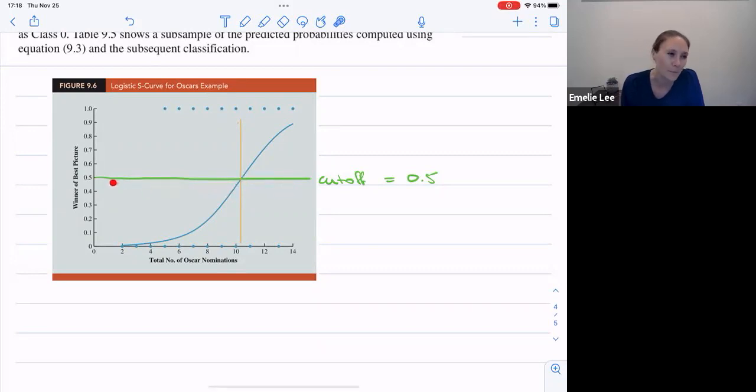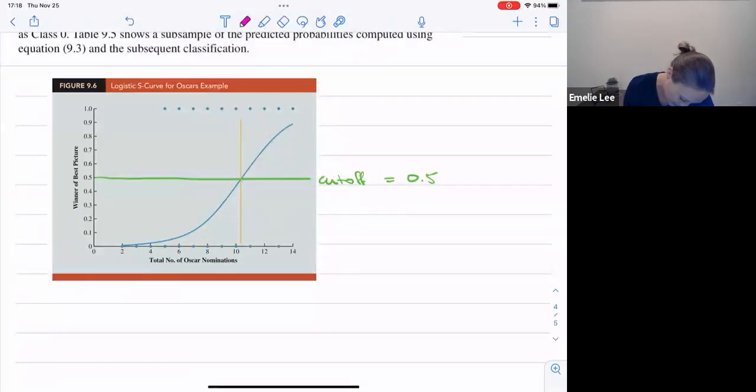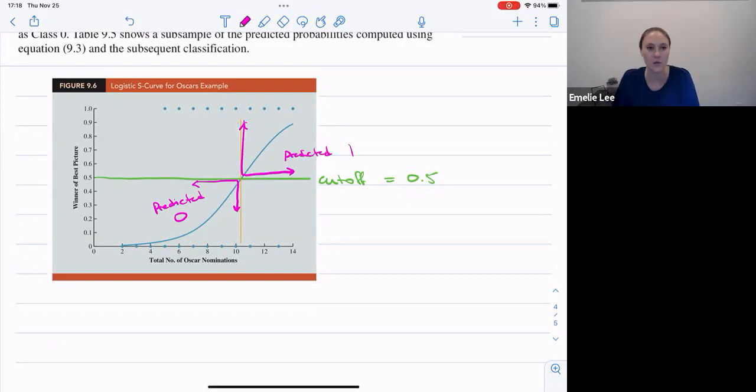But roughly there. And then we would need some number of nominations. So all of these would be predicted to be in class 0. So they would not be winning. So here, all of these predicted 0. And these would all be predicted 1. That's not necessarily the case, right? But those are our predictions.